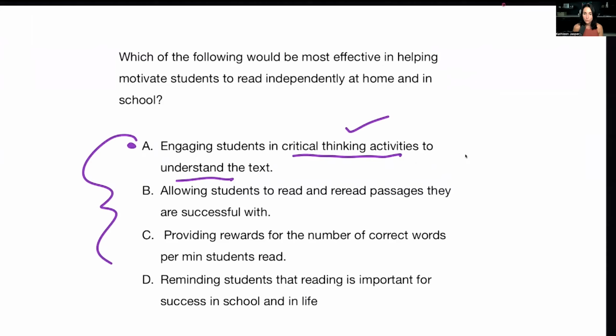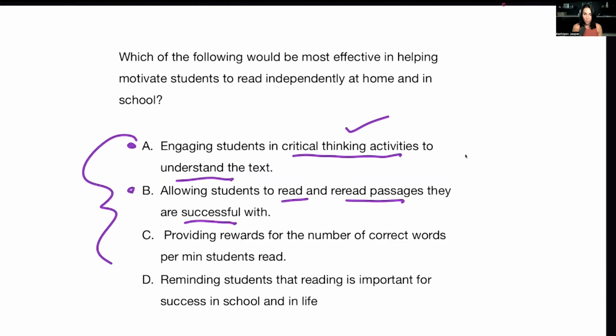B, allowing students to read and reread passages they are successful with. I also like B because reading and rereading passages helps with automaticity, a very important skill. That repetition is key. And we have the term successful. We want to help students be successful in reading. That's going to help motivate them. That's going to help them move on to the harder text. So I like B as well.